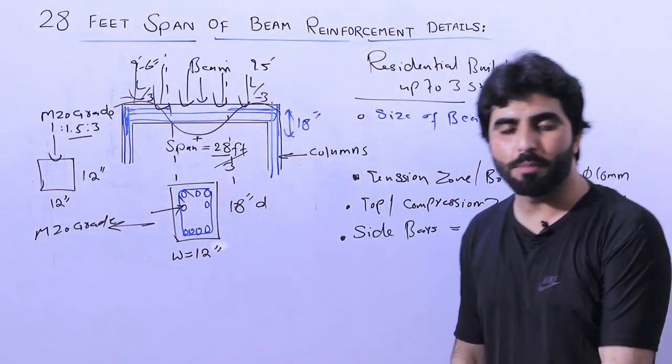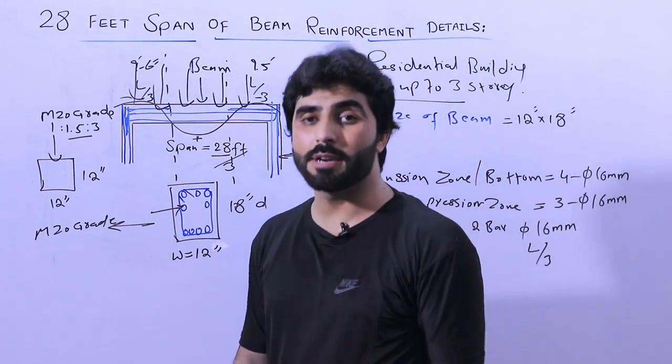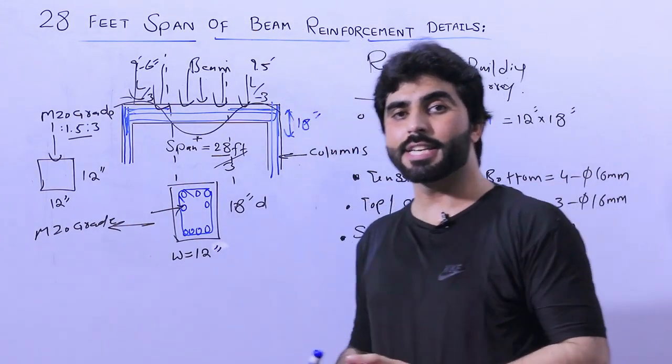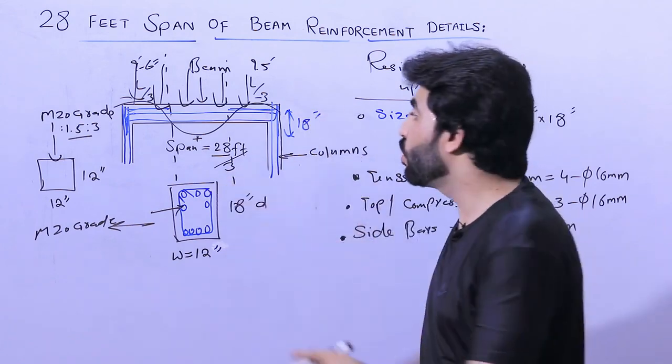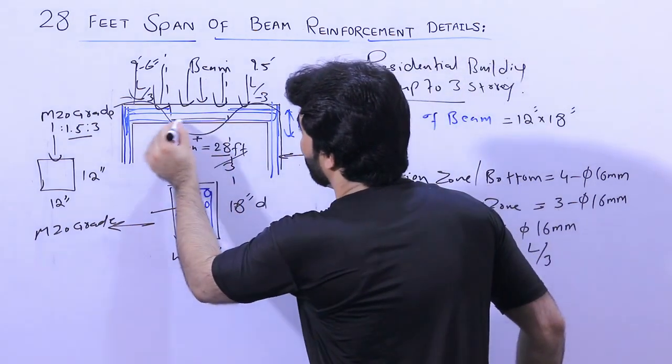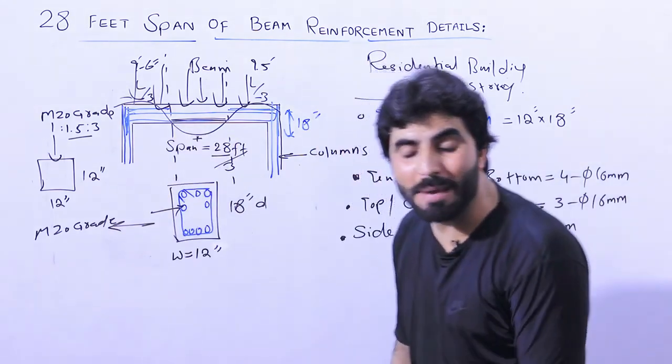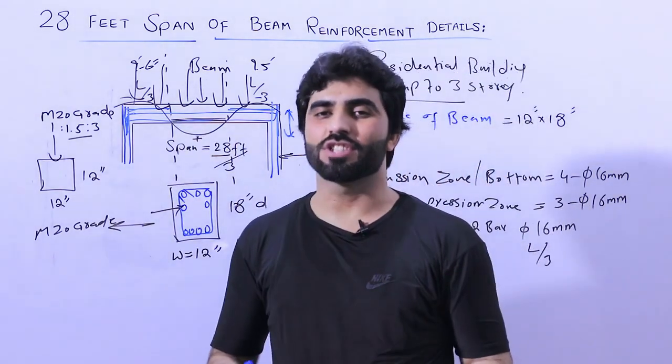To resist negative bending moment, provide extra steel rods or crank bar. To resist positive bending moment, provide extra steel rods here at the bottom, instead of overlapping.